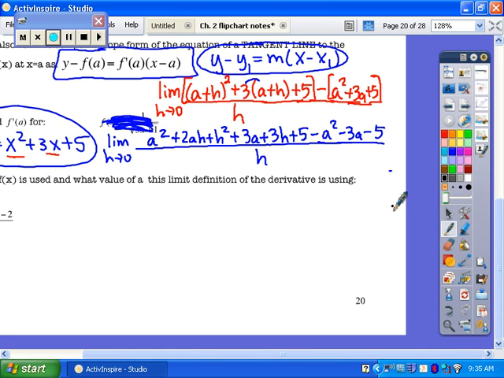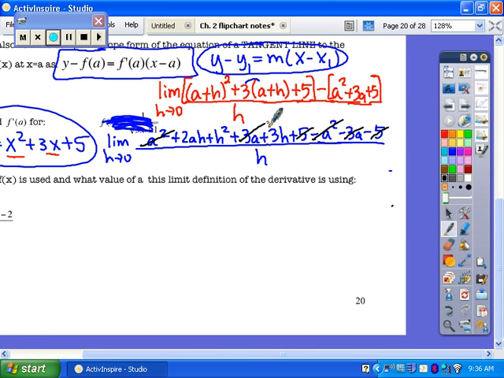Now normally what happens when you do this correctly, certain things are going to just drop out. So what's one thing that's going to drop out in this case? The a squareds. So the a squareds drop out. The 5s drop out. And the 3a. So that's really nice. And then I try to use direct substitution, but I still have an h in the bottom. What would be my next step?